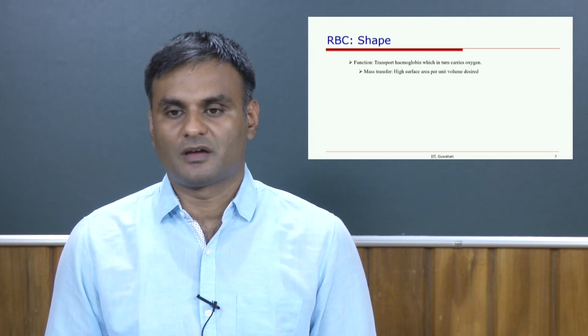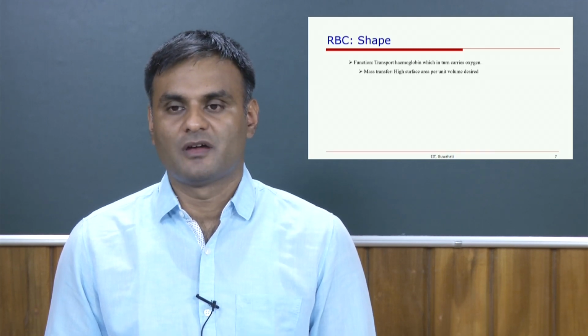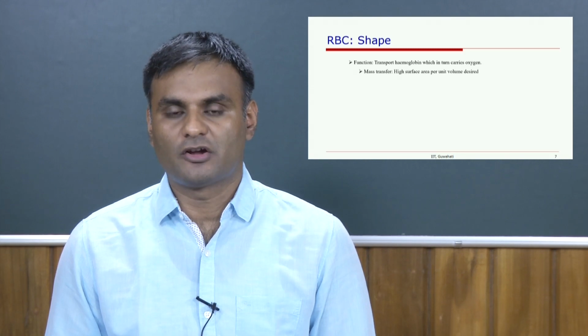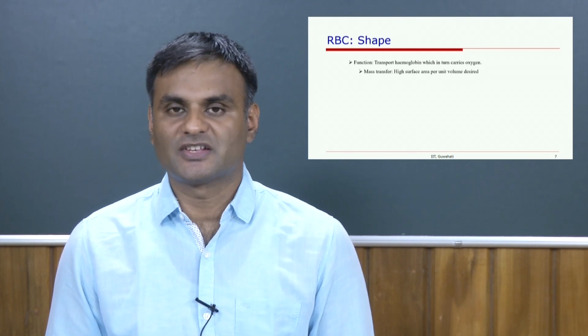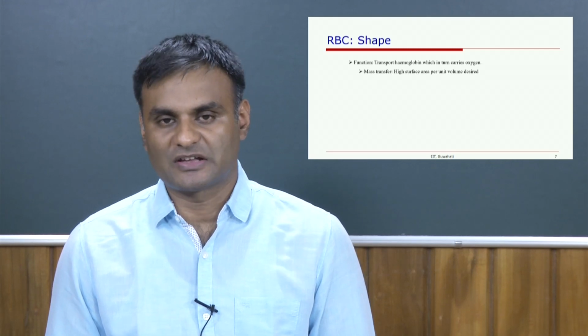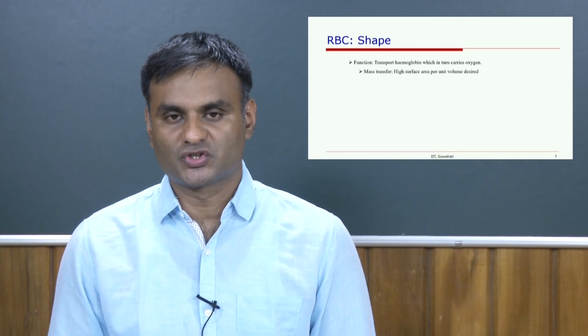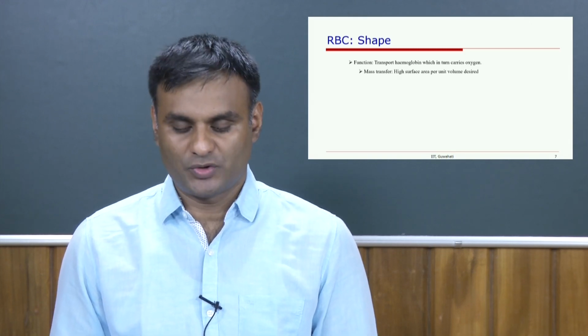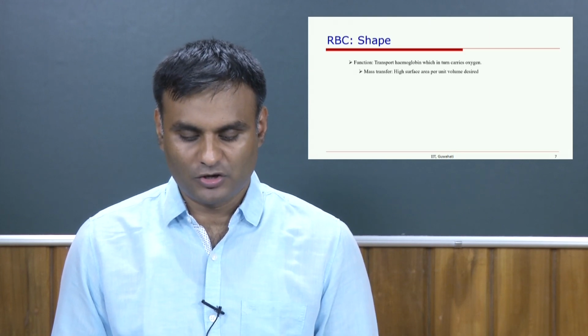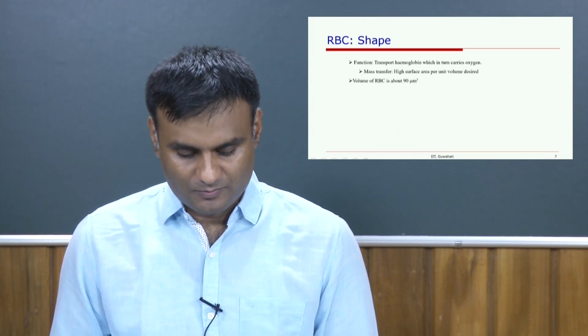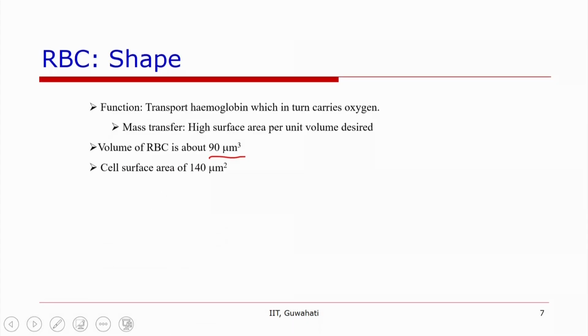So, it should have a very good rate of mass transfer, and mass transfer is dependent on the surface area. The higher the surface area, the higher the rate of mass transfer. So, red blood cell should have higher surface area per unit volume. It is desired. The volume of RBC is about 90 micron cube, and the cell surface area is about 140 micron square. So, the minimum surface area for a given volume is that of a sphere.